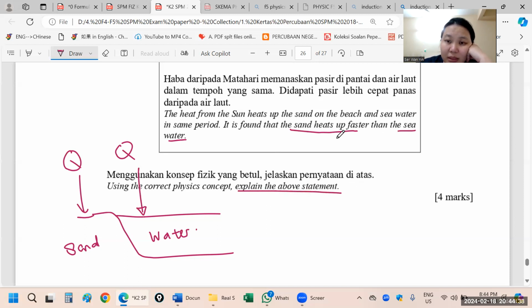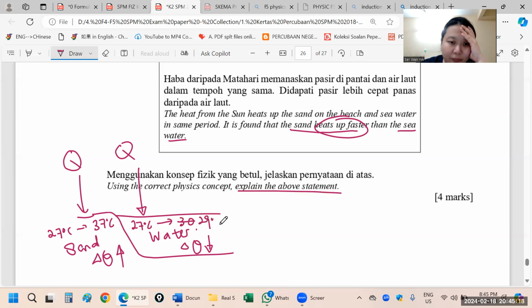Explain the above statement. Why does the sand heat up faster? It means the change of temperature is higher, and for the water the change of temperature is lower. For example, in the beginning both of them are 27 degrees Celsius. After you heat up with the same amount of heat, this one may rise up and become 37, but this one is just 30, maybe 29. Why?